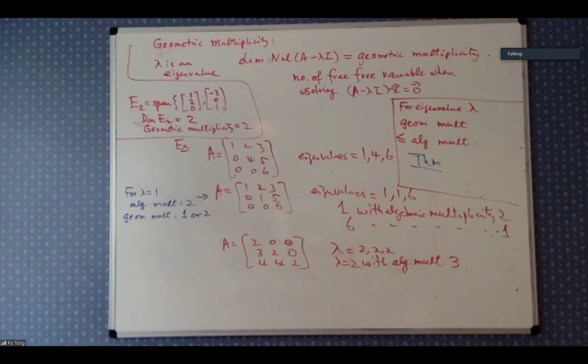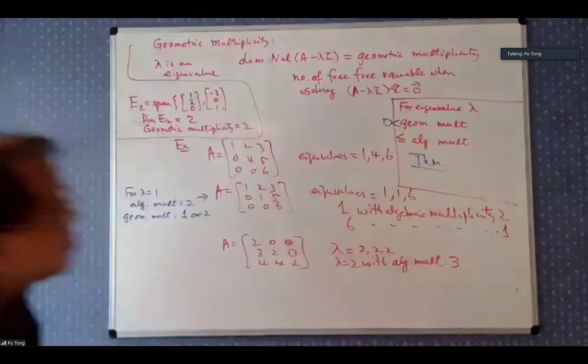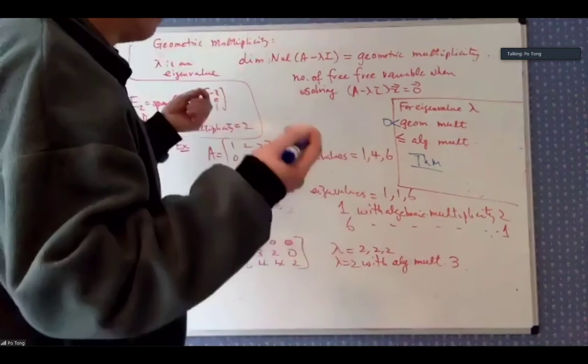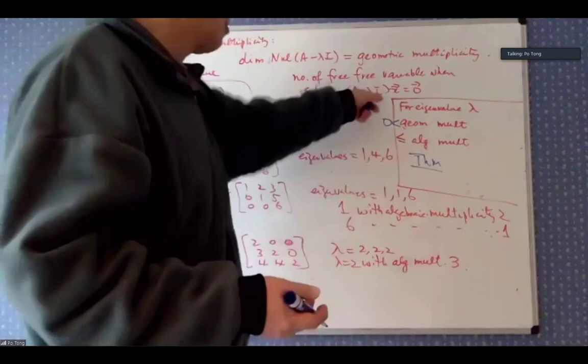Maybe I should add that geometric multiplicity is always bigger than zero, and less than or equal to algebraic multiplicity. And bigger than zero is not bad, because that's the definition of an eigenvalue. You are going to get a free variable, but you just don't know how many. If you don't get a free variable, that means the only solution is the trivial solution.